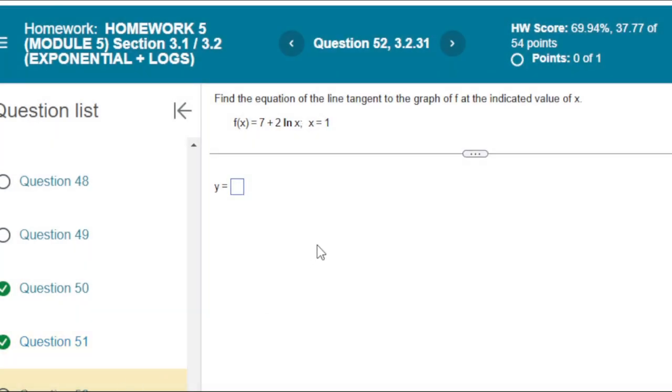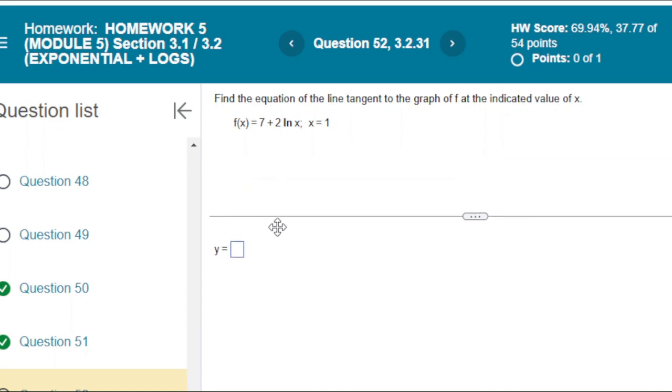Okay, this one should be a little bit easier to see what's going on. It says find the equation of the line tangent to the graph of f at the indicated value of x. And our function is f of x equals 7 plus 2 times natural log of x. And we're wondering what the equation of the tangent line is at x equals 1.